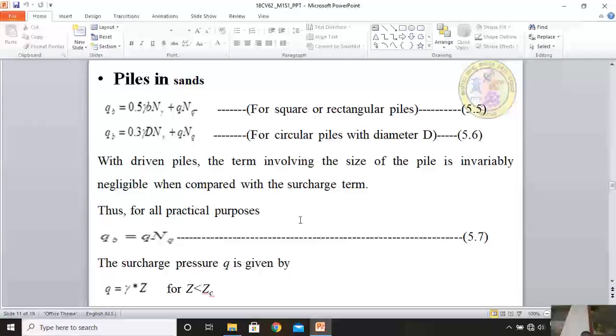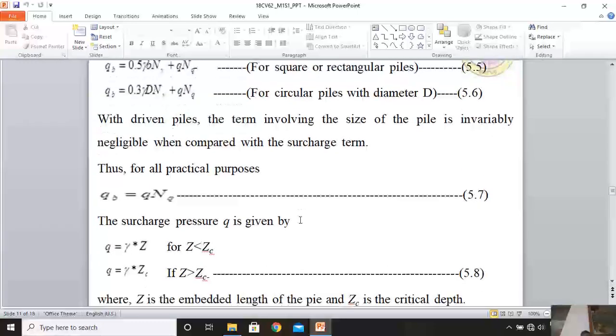With driven piles, the term involving the size of the pile is invariably negligible when compared with the surcharge term. Thus, for all practical purposes, QB equal to Q into NQ. The surcharge pressure Q is given by Q equal to gamma into Z, for Z less than ZC, and Q equal to gamma into ZC, if Z is greater than ZC, where Z is the embedded length of the pile and ZC is the critical depth in meters.